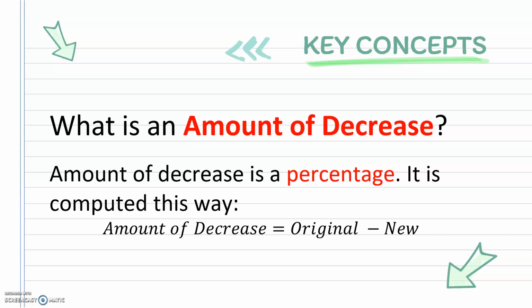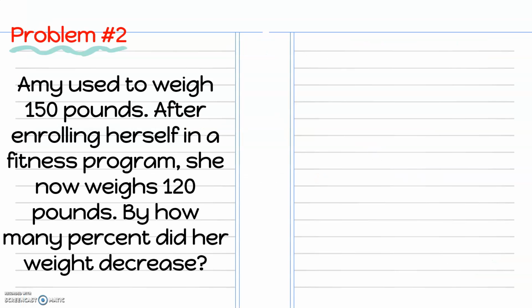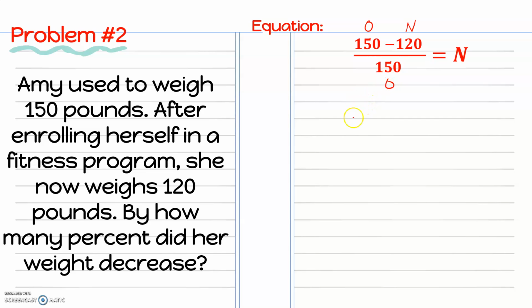For us to find the percent of decrease, we will subtract the new value from the original value. So let's have an example. Amy used to weigh 150 pounds. After enrolling herself in a fitness program, she now weighs 120 pounds. The question is, by how many percent did her weight decrease? So our equation will be 150, which is the original value, minus 120, which is the new value, divided by 150, which is again the original value.